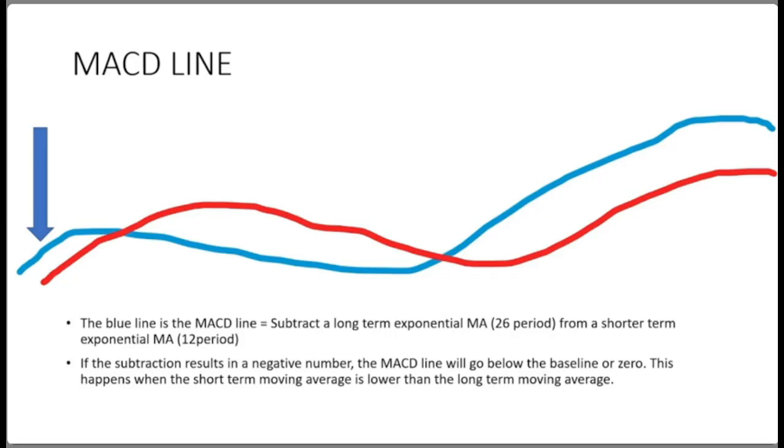Do you remember what exponential moving averages are? I briefly went over them at the beginning of the moving average lesson. Basically, they're the same as a moving average. They just put greater weight on more recent closing prices. If this subtraction ends in a negative number, the MACD line will go below the baseline or the 0 line. This happens when the short-term moving average is lower than the long-term moving average.